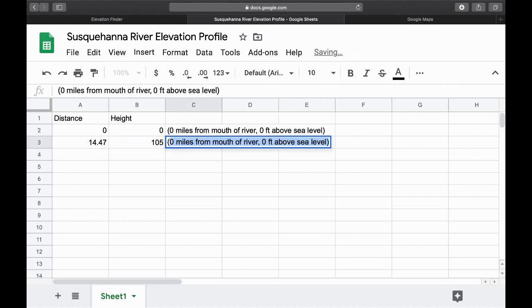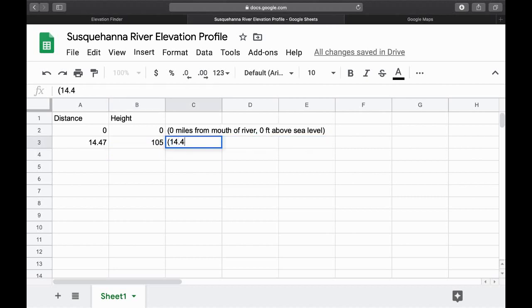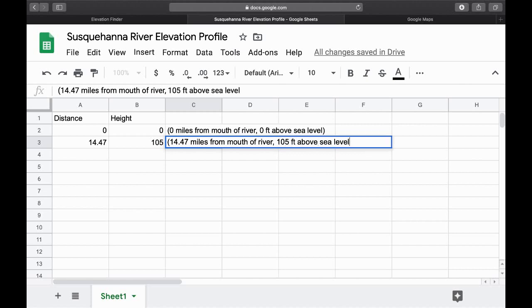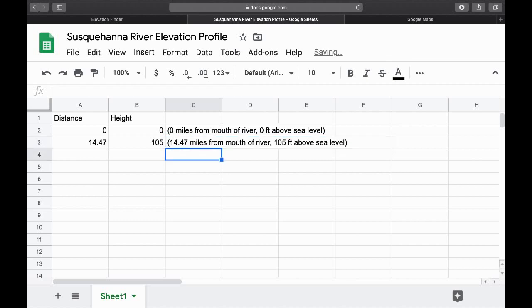Again, that is 14.47 miles from the mouth of the river, 105 feet above sea level. Now, even though this number is a lot larger than that one, remember that this is miles and that is feet.